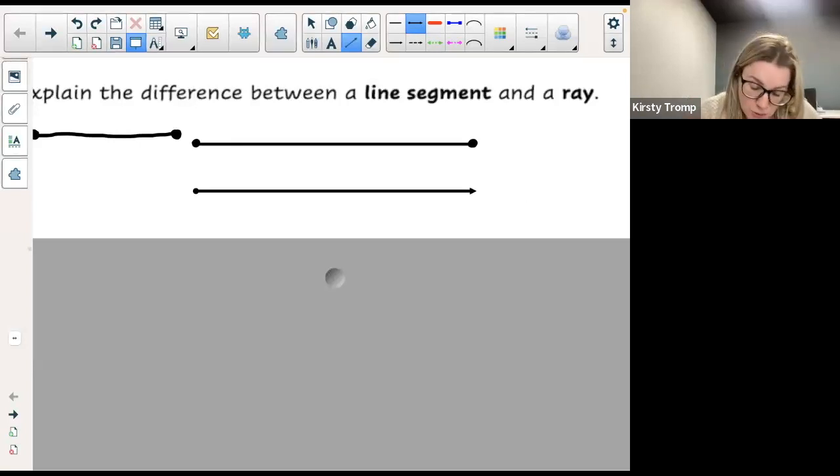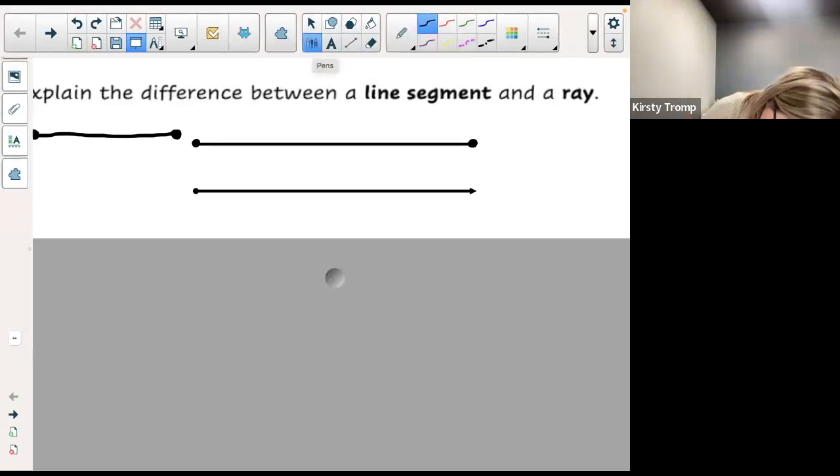So a ray has a dot at the start and it has an arrow at the end. So that would be a ray.